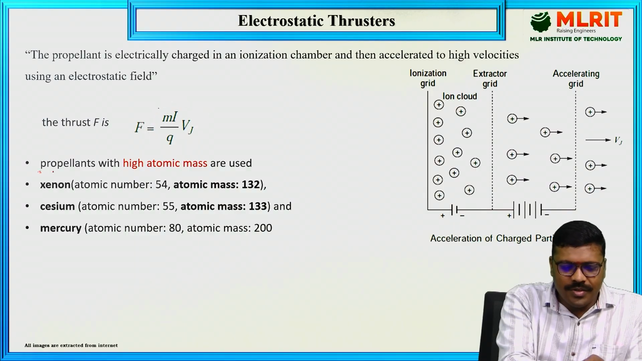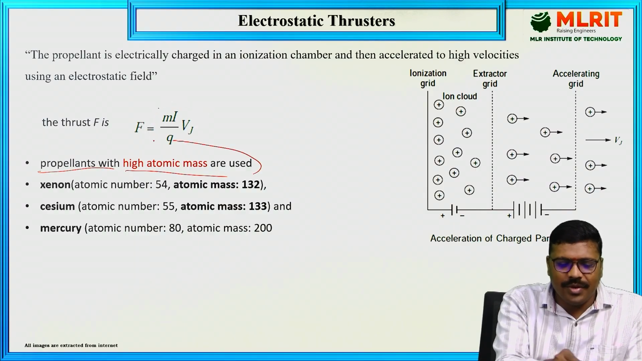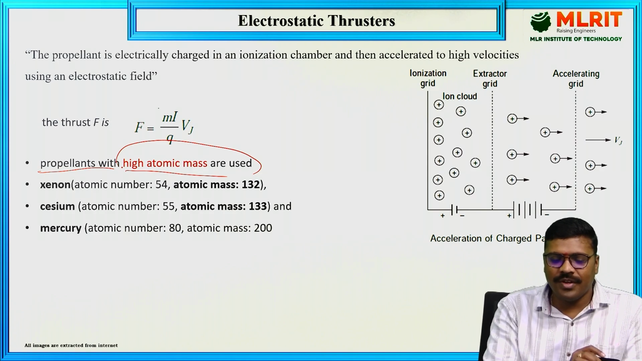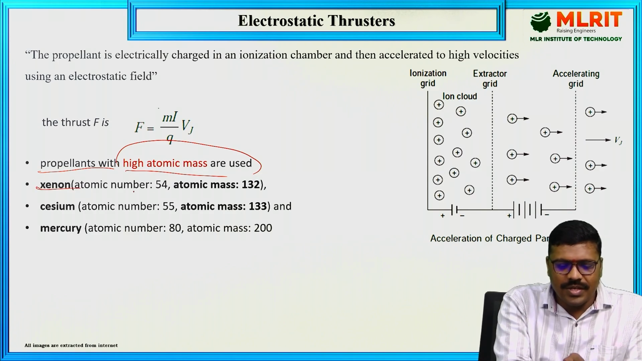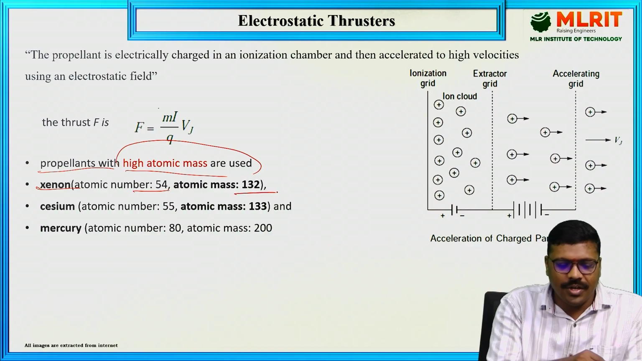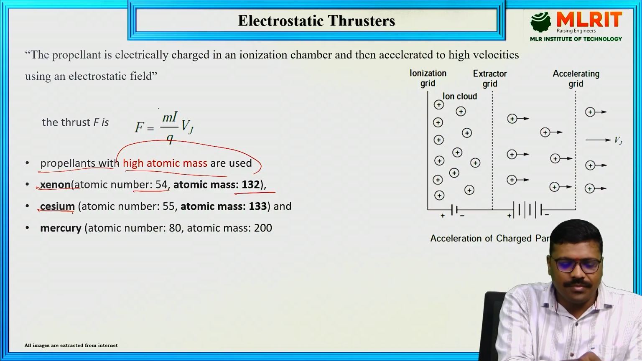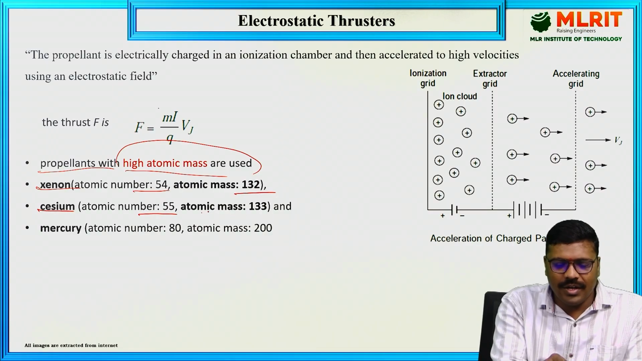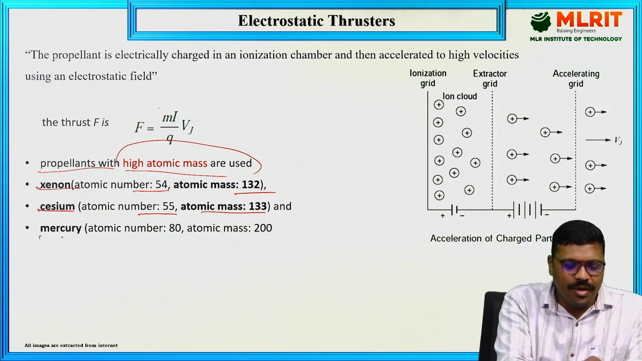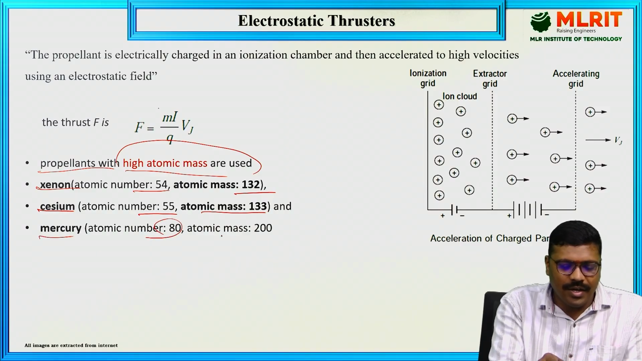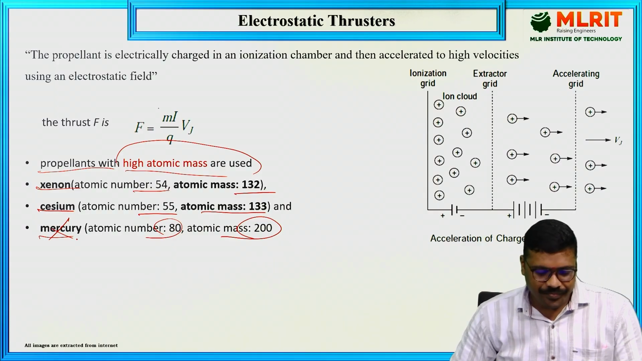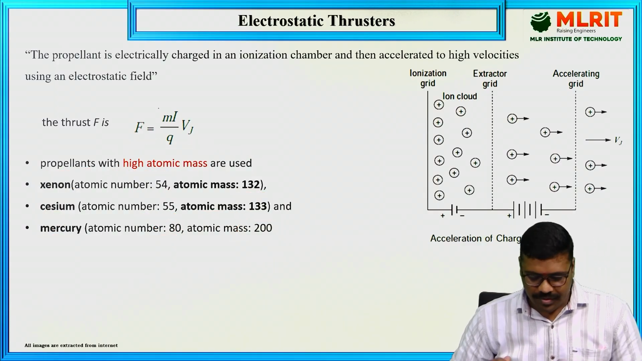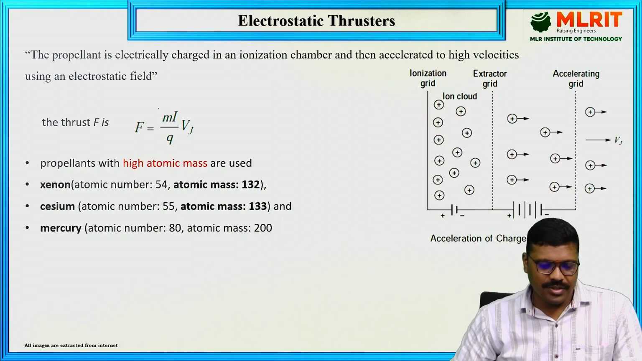The propellants we are using have high atomic mass. We prefer high atomic mass propellants like xenon, which has atomic number 54 and mass 132. Next we use cesium with atomic number 55 and atomic mass 133, and also mercury, atomic number 80 and atomic mass 200. But we don't use mercury much because of contamination. It will damage the structures.